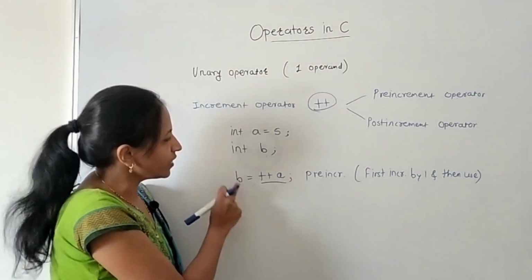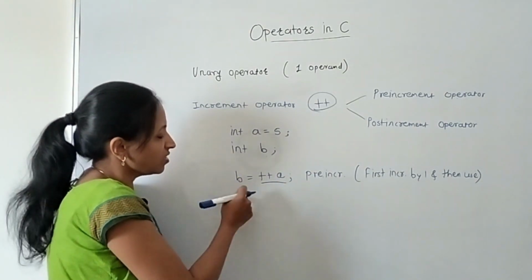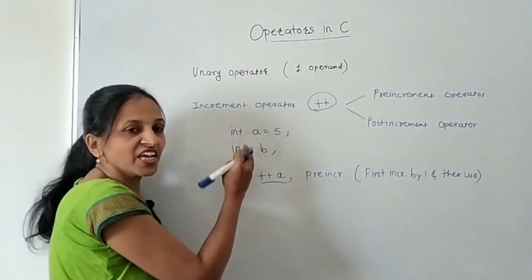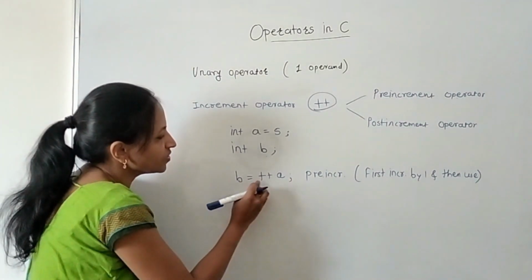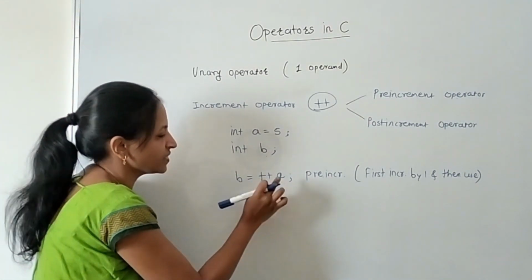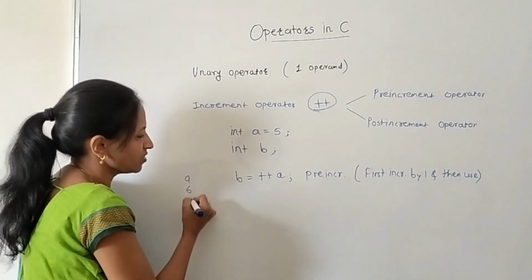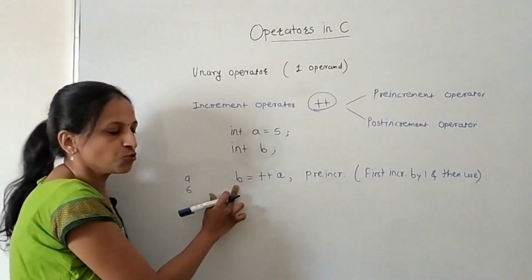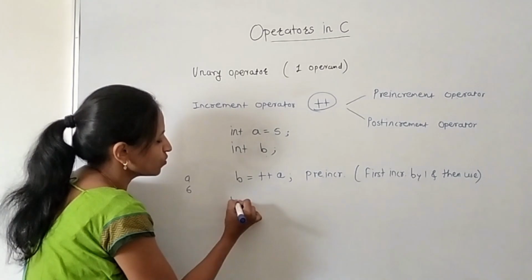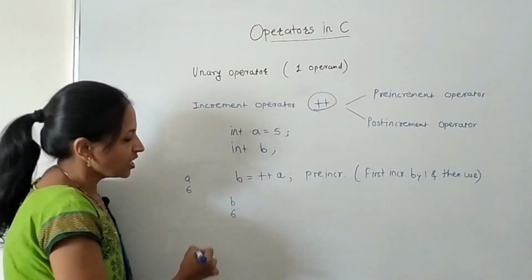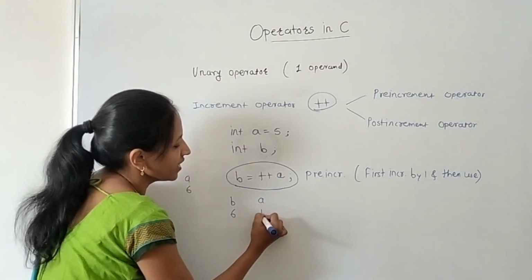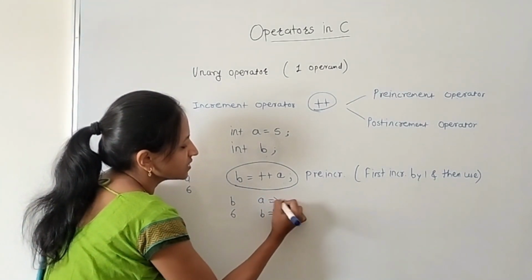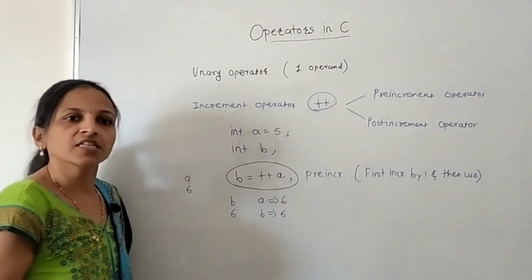Okay, now what will be the value of a and b after execution of this statement? See, here first increment the value of a, means a will become 6 first and then will get assigned to b, means b will also have value 6. Means after execution of this statement the value of a and b will be 6. Getting? In this way.